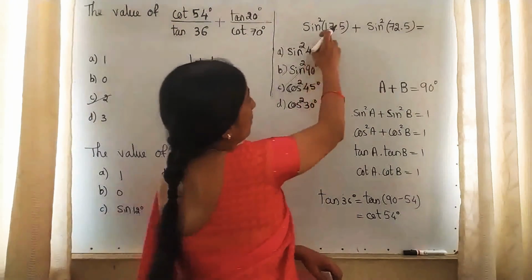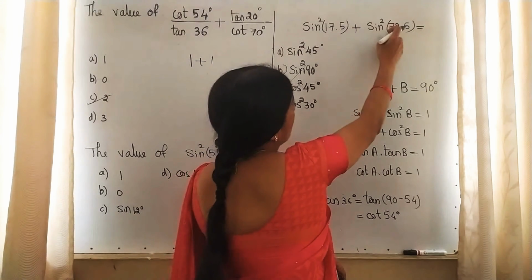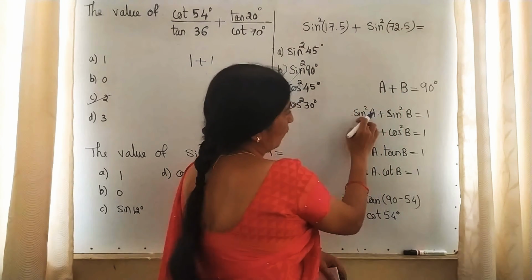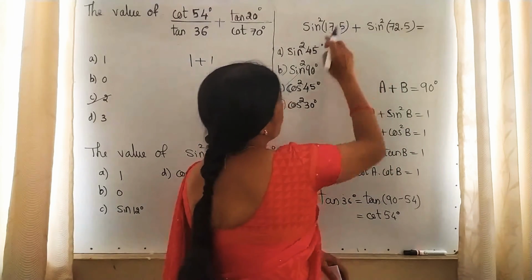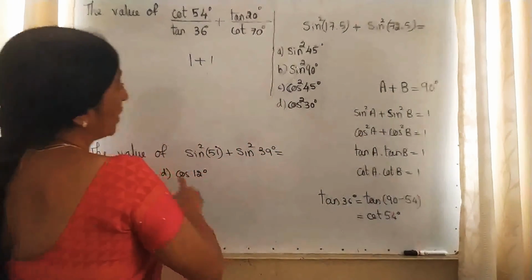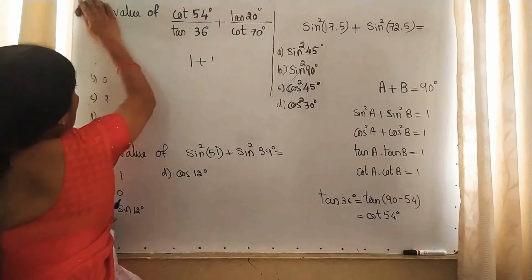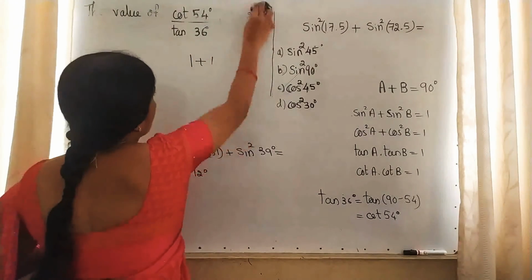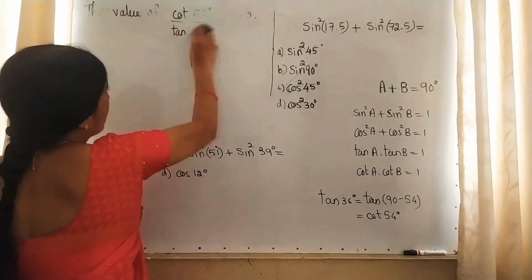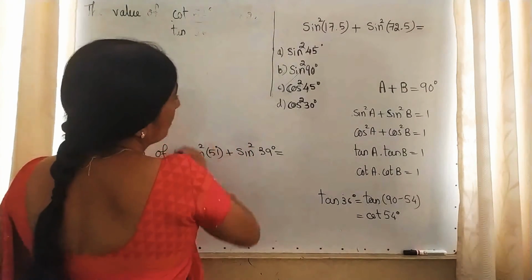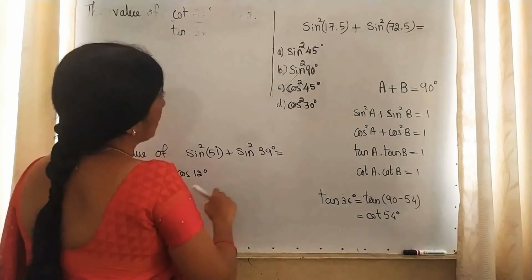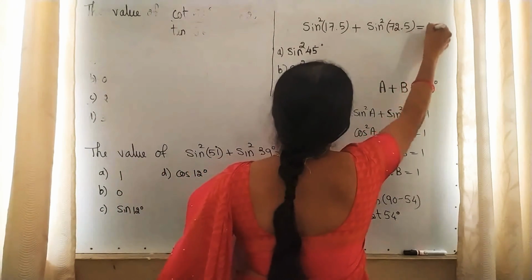And here 17.5, 72.5. It is in the form of sin square A plus sin square B. Add these two. What is it? 17.5 and 72.5, add that. If your answer is 90 degrees, without calculations you can write the answer as 1. See, is it 90 degrees or what? Yes, it is 90 degrees and the answer is 1.